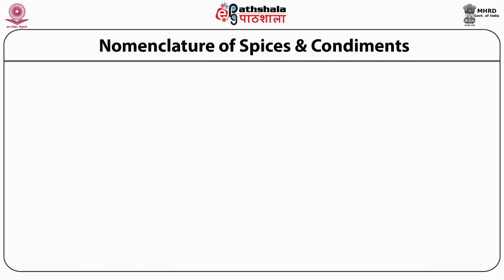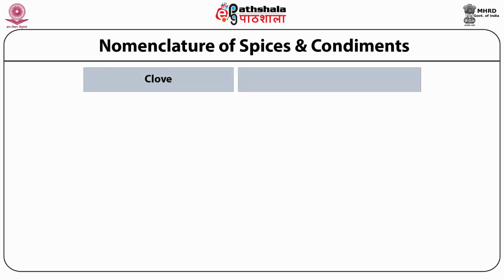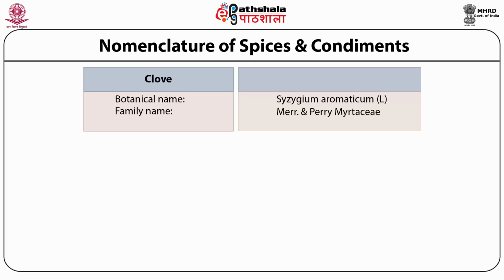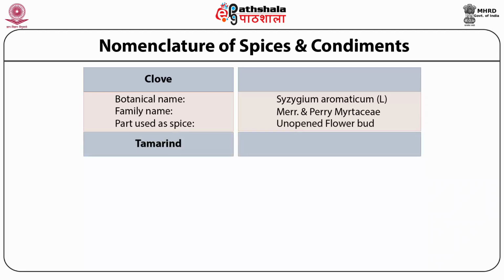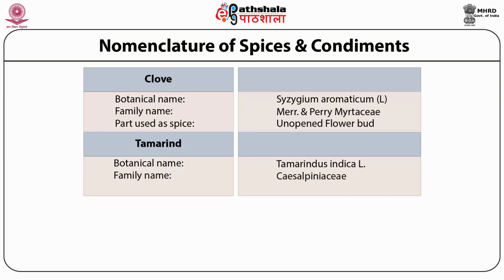Clove as spice is basically the unopened flower bud, and tamarind the fruit, while celery as leaf, fruit, and stem. Clove is botanically called Syzygium aromaticum. It belongs to the family Myrtaceae. The part of the plant used as spice is the unopened flower bud. Tamarind is botanically called Tamarindus indica, and belongs to the family Caesalpiniaceae. The part of the plant used as spice is the fruit.